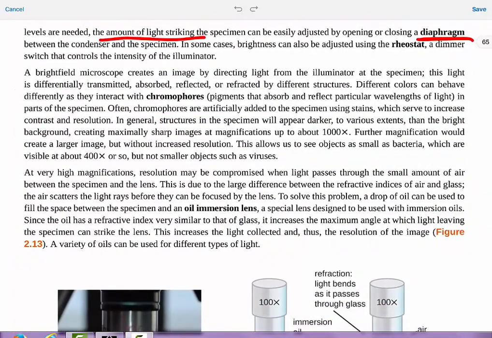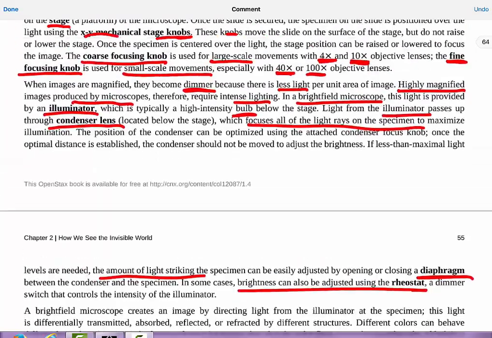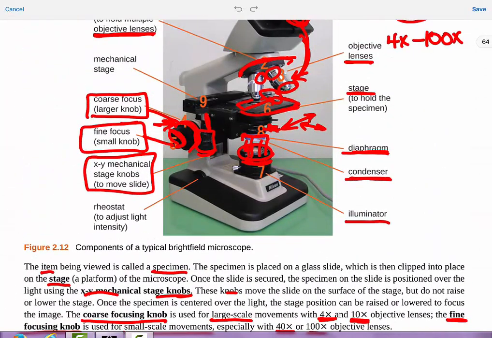And in some cases, the brightness can also be adjusted using the rheostat, which is a dimmer switch that controls the intensity of the illuminator. So it is making the light bulb on the bottom brighter. Here's the rheostat in this one right here. It can make the light down here, remember the illuminator, brighter or not so bright, a little bit more dim or a little bit brighter.